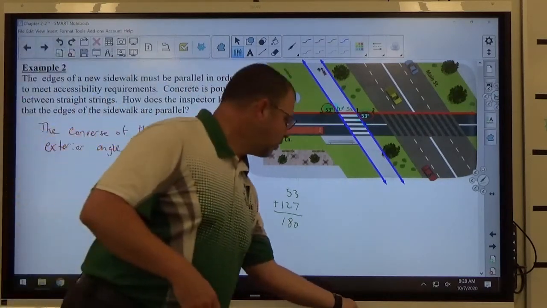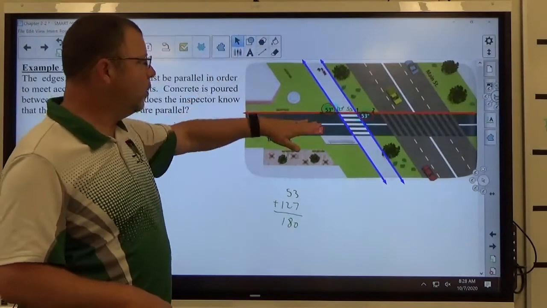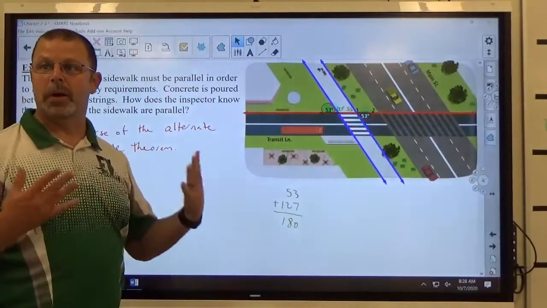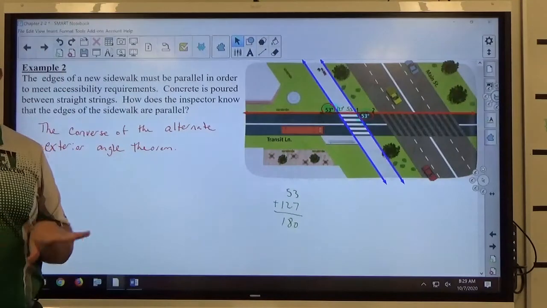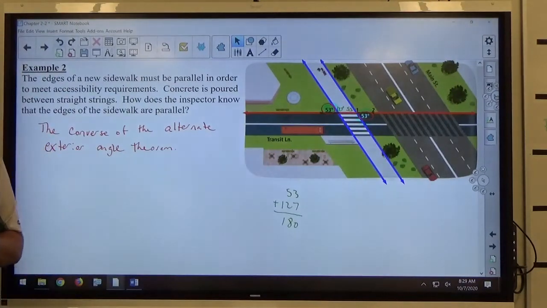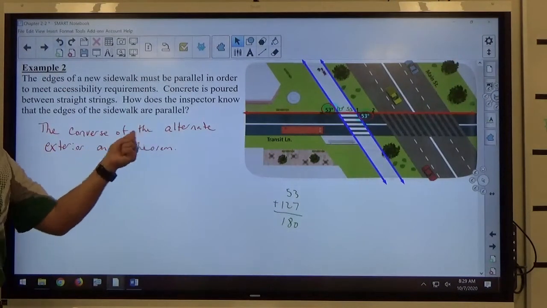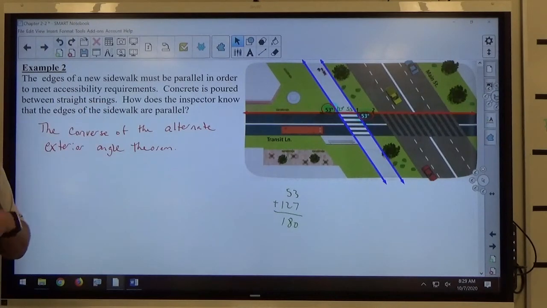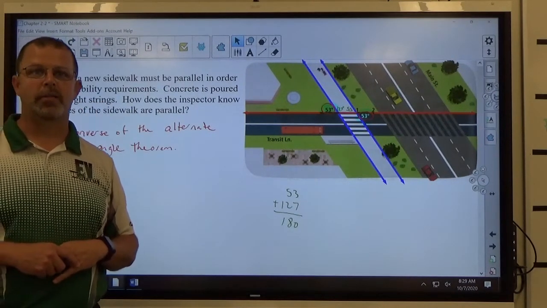But long story short, you need to pick out which angles they're giving you to see which theorem you're using to show the parallel. So anytime in the homework tonight, if it says, how do you know these things are parallel, there's going to be some converse of a theorem that's telling you that. You just need to pick out the angles they're giving you, name them properly, and you get the right answer.